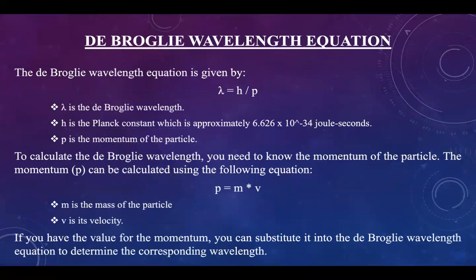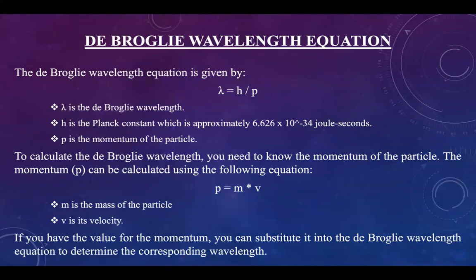De Broglie wavelength equation. The de Broglie wavelength equation is given by lambda = h/p. Lambda is the de Broglie wavelength. h is the Planck constant, which is approximately 6.626 × 10^-34 joule seconds. p is the momentum of the particle.